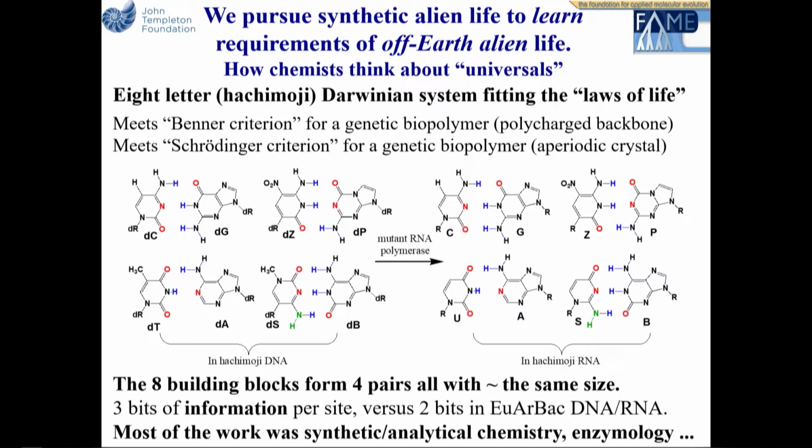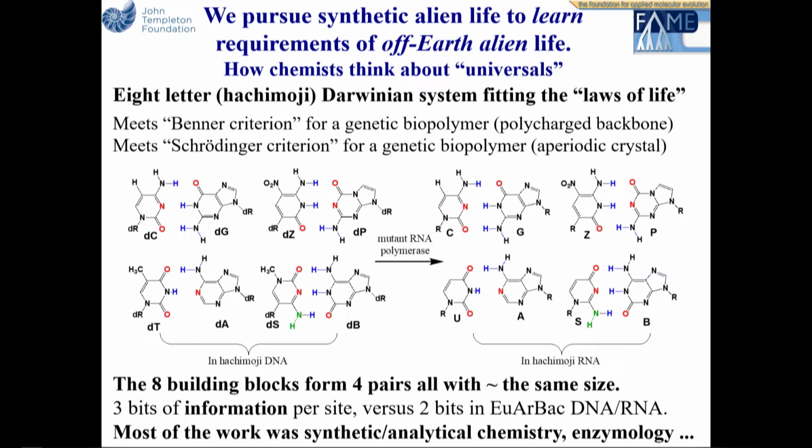So what we have here right now in the picture is 2 sets of structures. These are the so-called 8-letter Darwinian systems. It's Hachimoji because the lead author on this paper is Shuichi Hoshika, who's Japanese. And for those of you who know Japanese, you know that Hachi means 8 and Moji means letter, as in emoji. And so these are 8-letter DNA. They fit the laws of life as we know them from a chemistry perspective, as they have 2 features. One is the so-called Benner criterion for a genetic biopolymer, which is the polycharged backbone, necessary to make evolution possible. You can mutate the sequence of letters in this DNA without changing its physical properties.